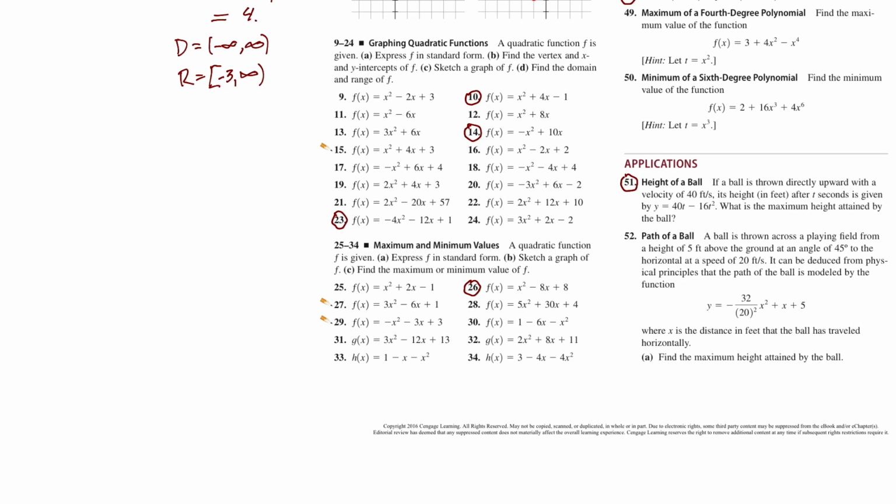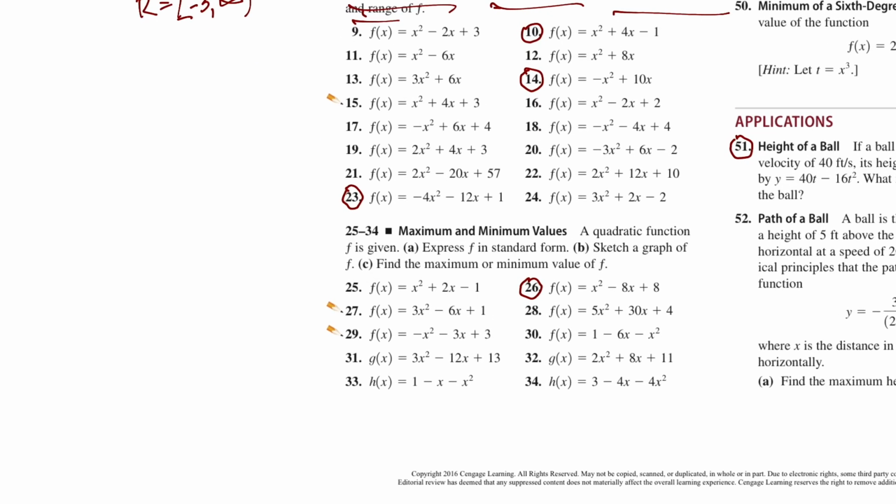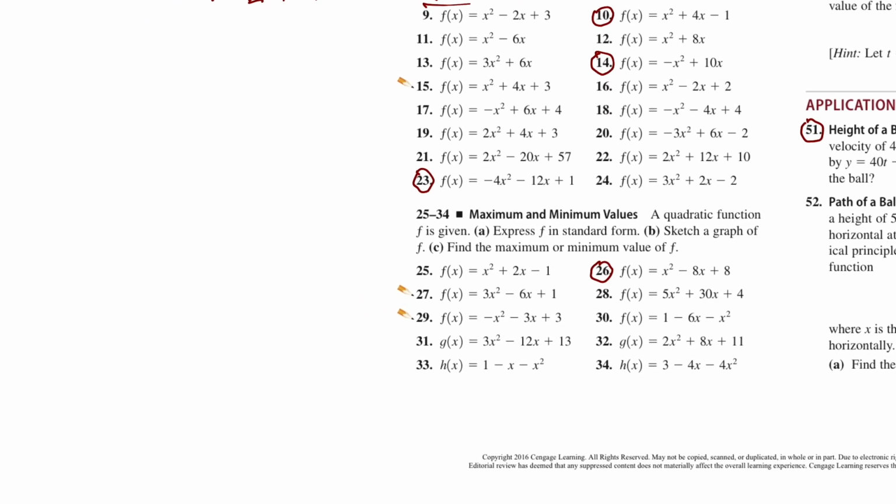This next section has to do with completing the square. So they want us to express f in standard form, find the vertex. Well, once it's in standard form, that's pretty easy. And then we can find the intercepts, sketch the graph, find the domain and range. So let's look at the very first one, number 10, I guess. So x squared plus 4x minus 1.